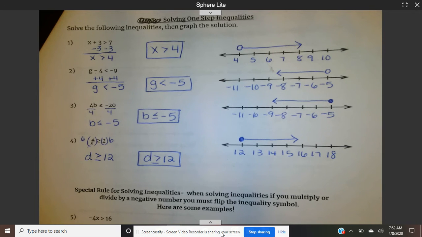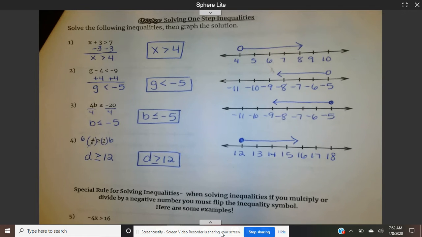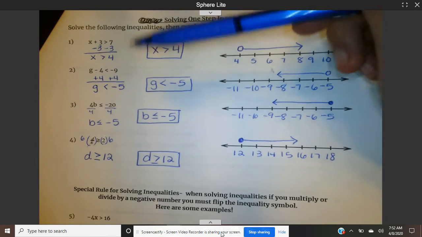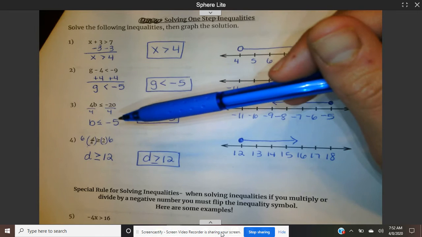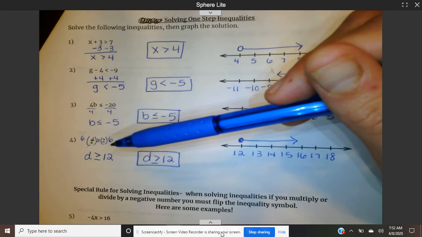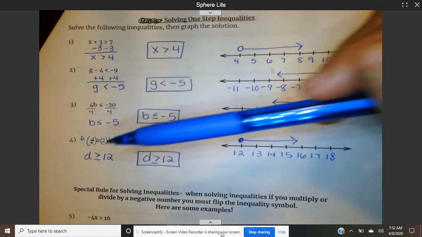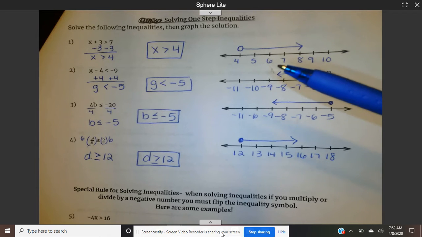All right, in our last lesson, we were solving one-step inequalities. Just to recap, literally you're doing one step. So for the first one, we had to subtract. Second one, we added. Third one, we divided. And then the fourth one, we multiplied. Additionally, we are graphing them as well.